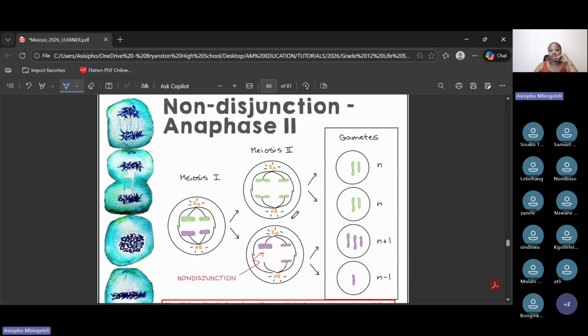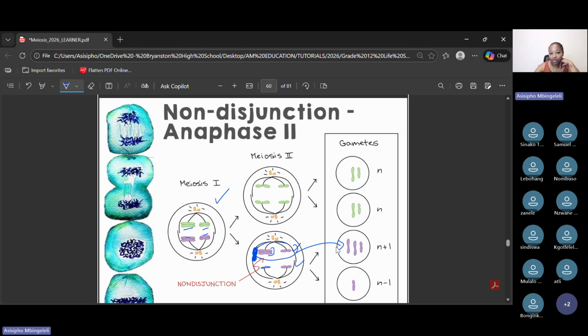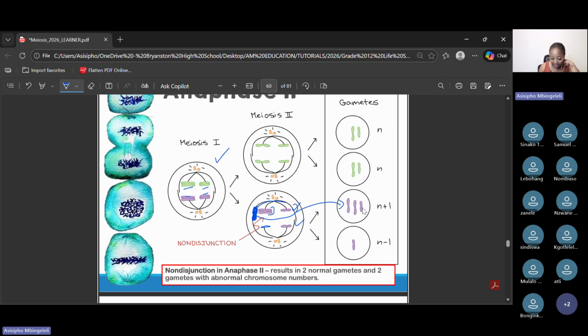Let's look at non-disjunction in meiosis II. Now, we are happy with meiosis I. Separated properly, separated properly. But now let's see what happens here. The centromere is supposed to split so that we can get a chromosome here. You can see we are happy with this one. There was good separation. But here, this one did not separate. So what does this lead to? It leads to this cell having an extra chromosome. It's supposed to have 2, but it has 3. We're going to count them as 1, 2, 3.